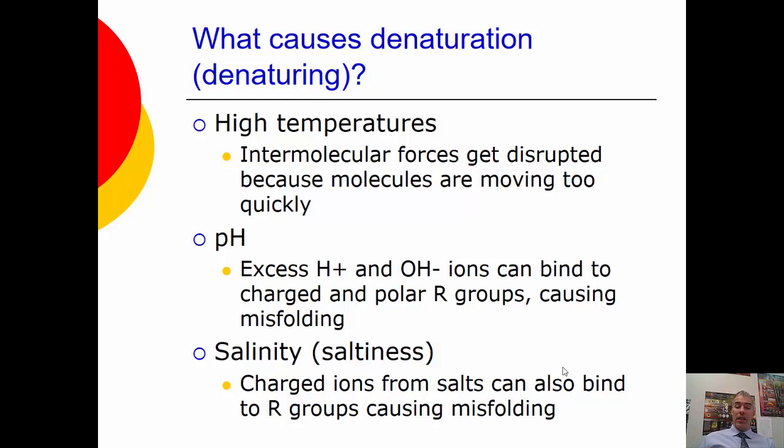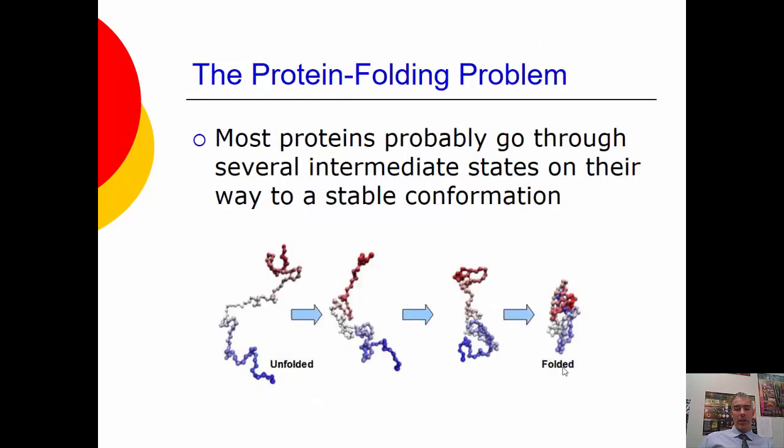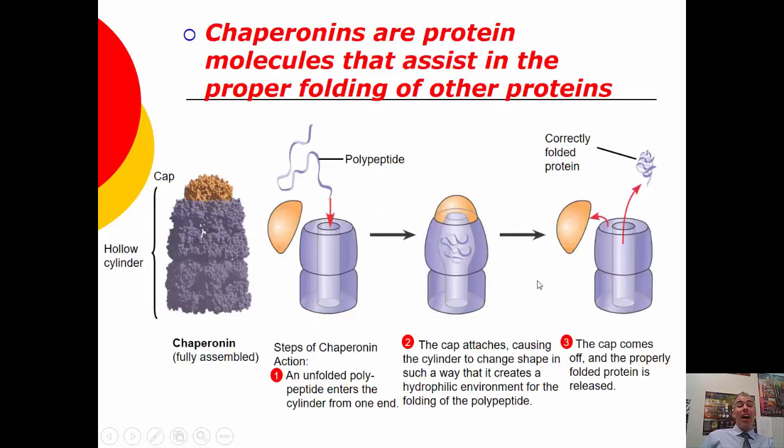Okay? Salinity or saltiness, because it's charged ions, can also bind to R groups, causing misfolding. So there's lots of different things that can cause proteins to denature. And what happens is after proteins are made, when we get into that later in the year, they're going to fold and spontaneously start folding, and it sometimes takes multiple steps before it finally forms its stable functional conformation. Other times, it needs help.